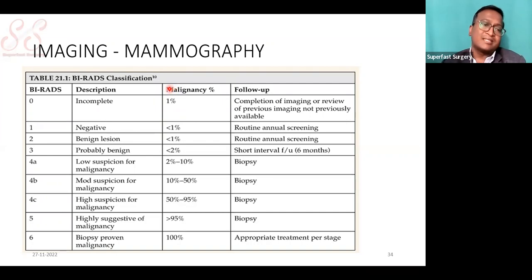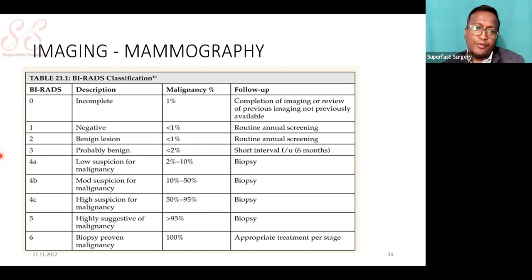Now, the BI-RADS classification is basically from 0 to 6. 0 is incomplete, when the assessment is not proper and we need to repeat the mammography. 1 is negative, and in that case, we can be assured that the risk of malignancy is less than 1%. So we recommend routine annual screening. 2 is benign, 3 is probably benign, 4 is further subdivided into 4A, B, C, depending on their risk of malignancy. So 4A is low suspicion for malignancy, 4B is moderate suspicion for malignancy, 4C is when we have very high suspicion for malignancy, and the risk of malignancy is 50 to 95%.